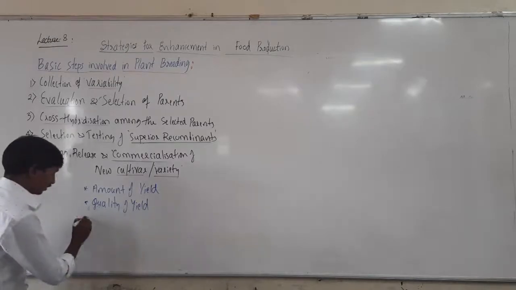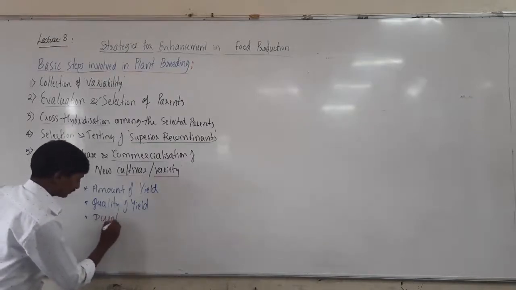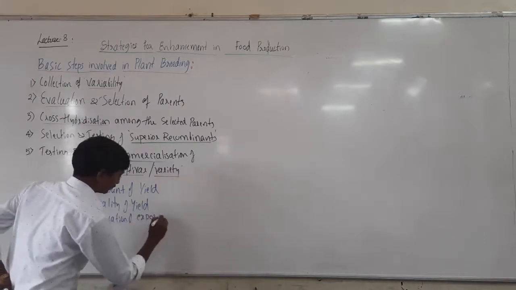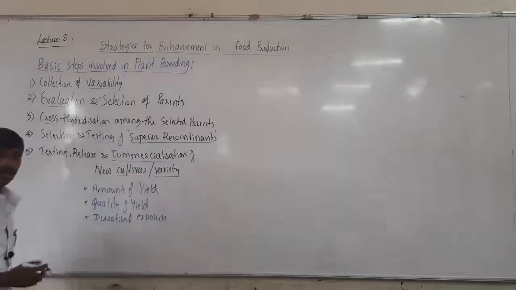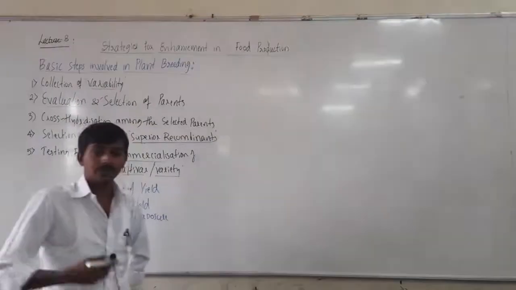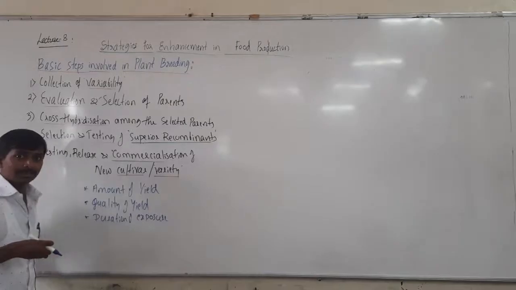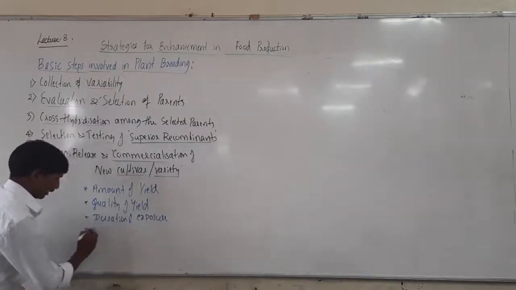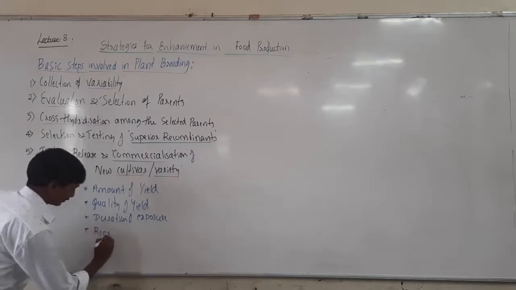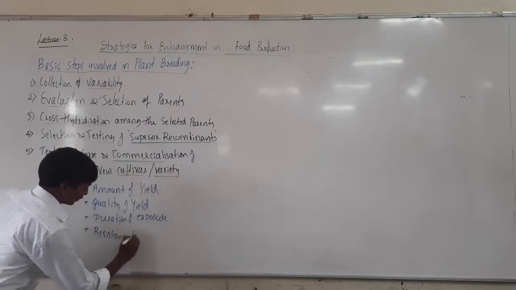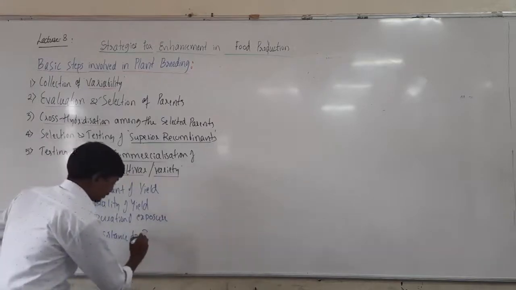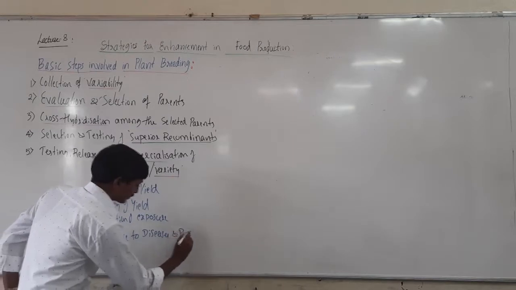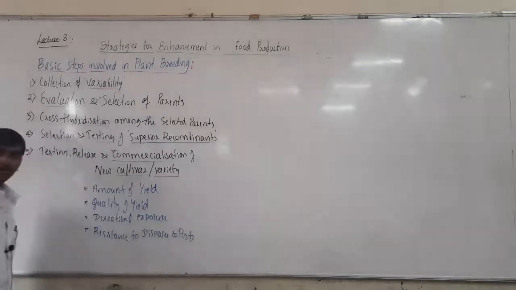Then duration of exposure to nature, to the climatic conditions, means unfavorable condition, means how long the plant can tolerate. And resistance to diseases and pests.